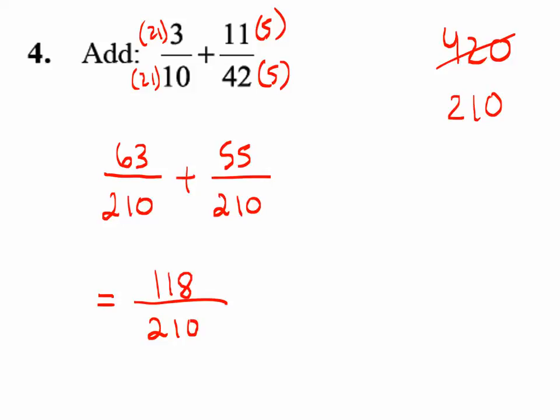Alright, hopefully you got 118 on top. And the only question is, can I reduce this down some more? Yep, see a few nods there, okay. At least by 2, right, because they're both even numbers. So dividing 118 by 2 gives me 59. 210 by 2 gives me 105, and the question is, can I reduce that some more or no? No. Heard a no, so I'm good to go. Okay, 59 over 105, final answer.